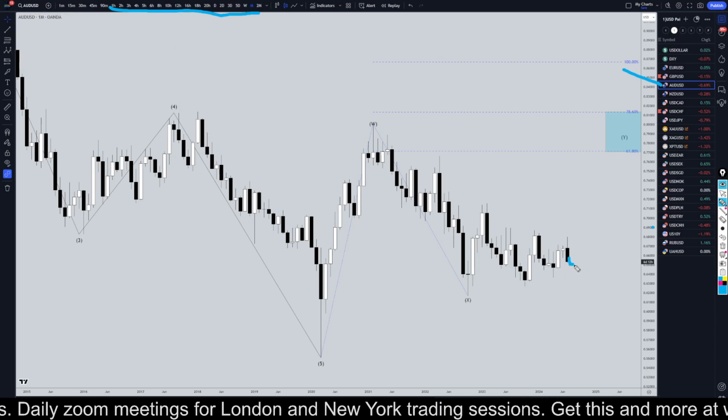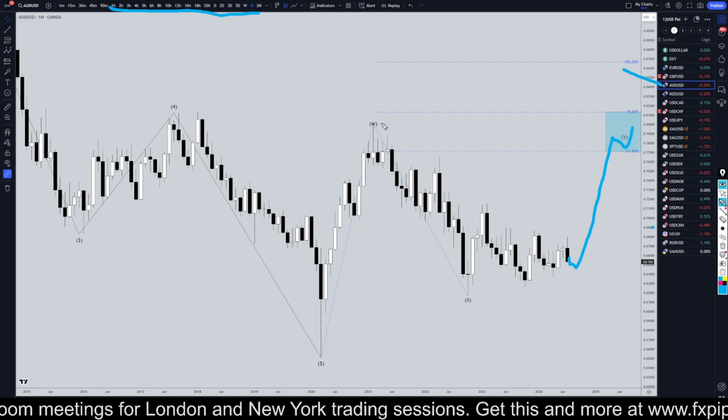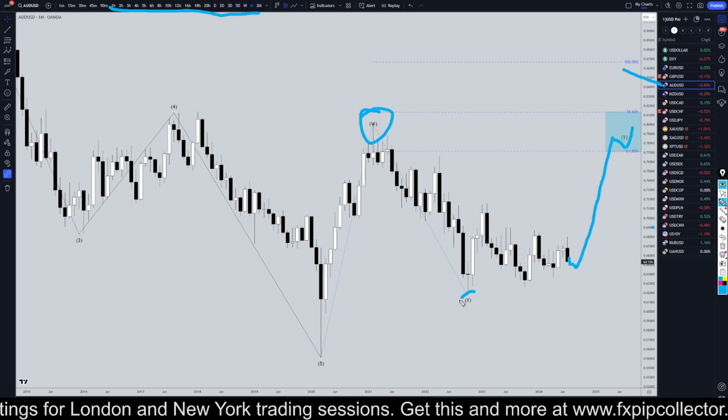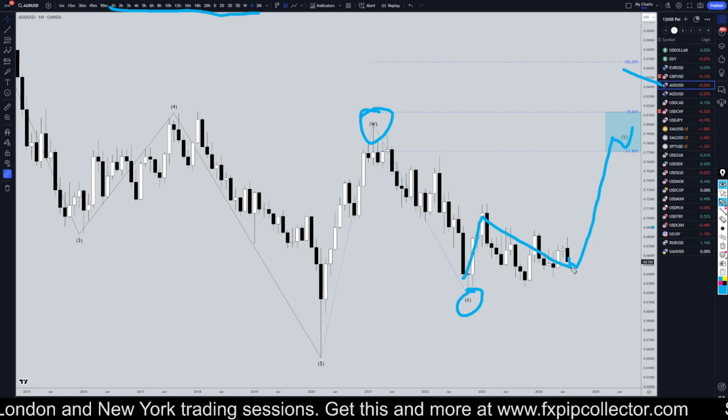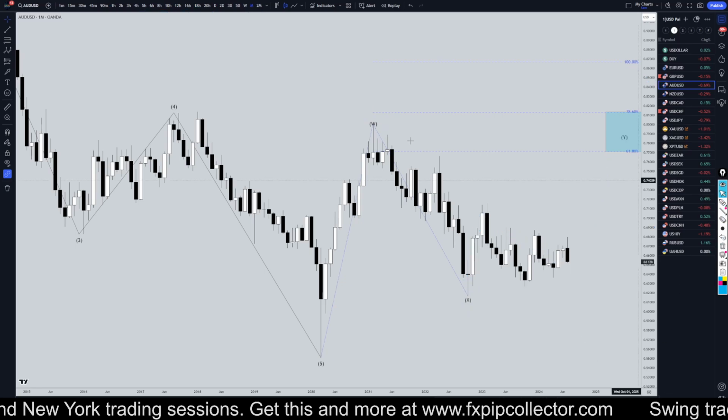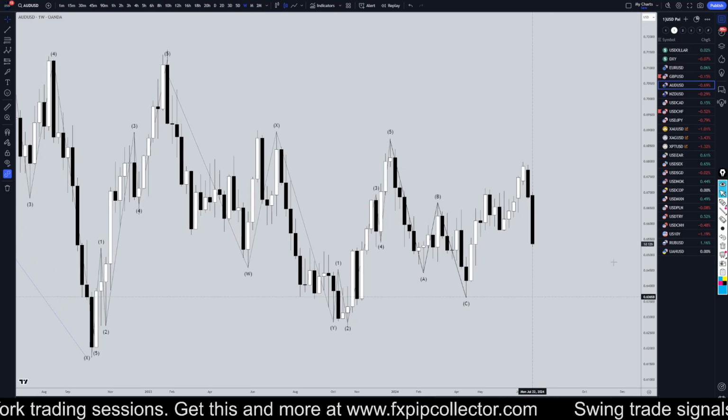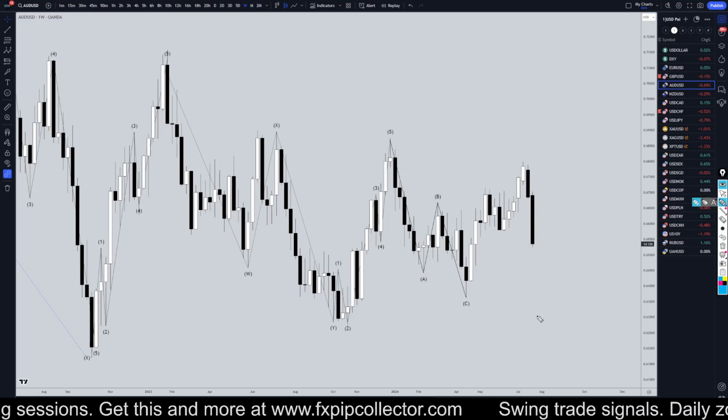I still think at some point it is going to start making its way up to make this wave Y. 3 waves of W, 3 waves of X, and 3 waves of wave Y. But taking it down to the weekly time frame, definitely a very strong move to the downside.